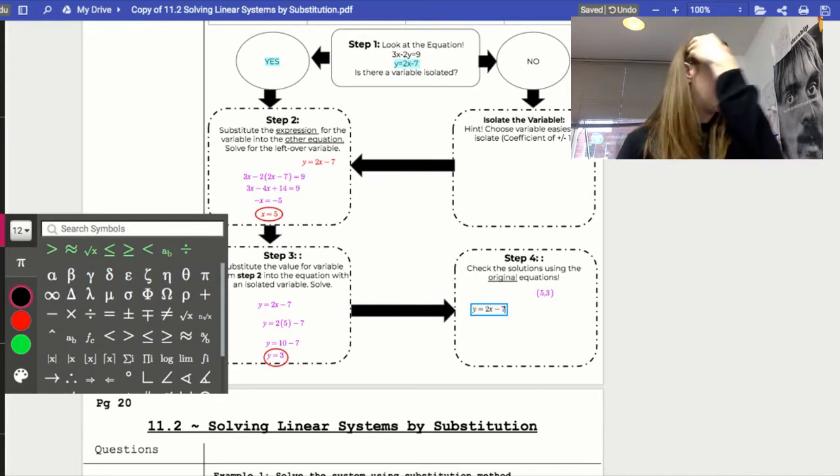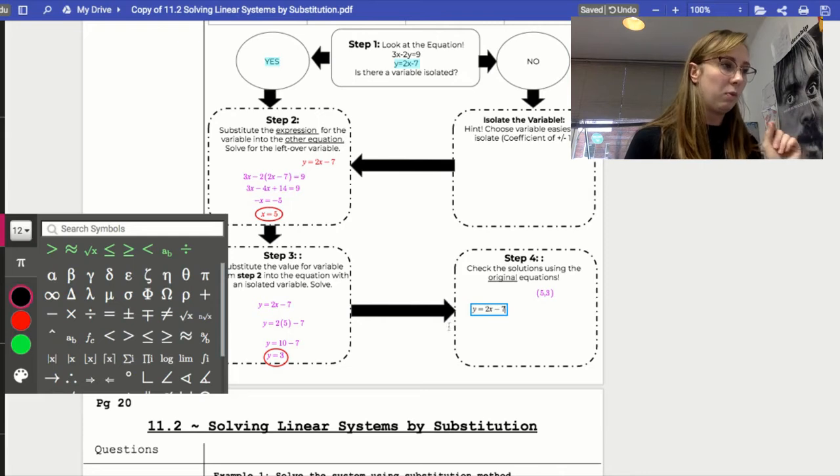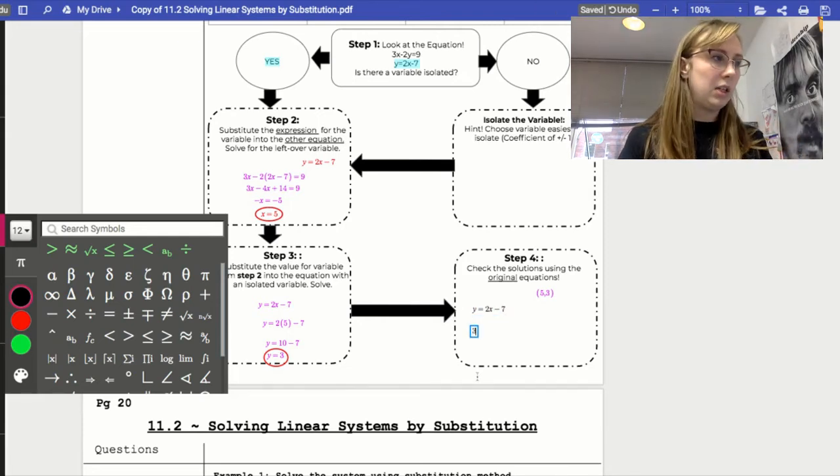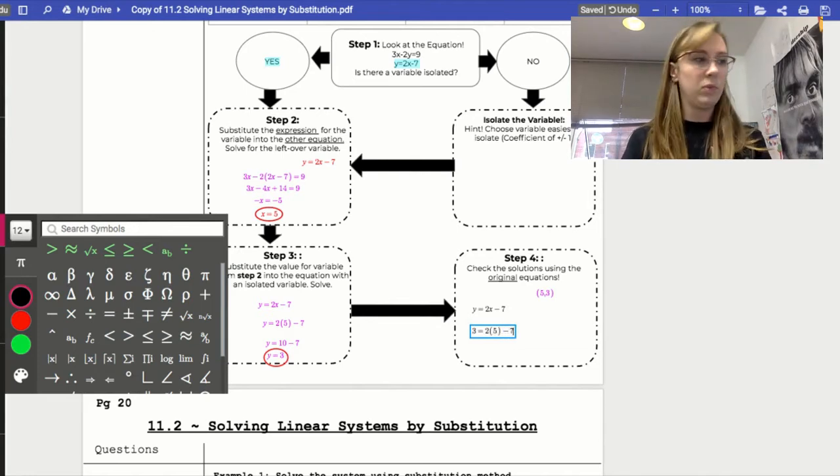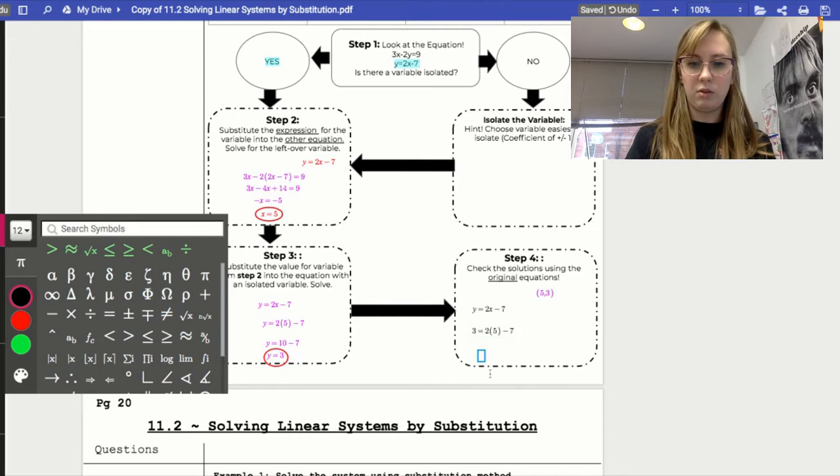And again, what I'm doing is checking to see if when x equals 5 and y equals 3, this is still a true statement. So does 3 equal 2 times 5 minus 7? Well, yeah, 2 times 5 is 10. 10 minus 7 is 3, so 3 equals 3. So yes, it does work here. So then let's check the other side.